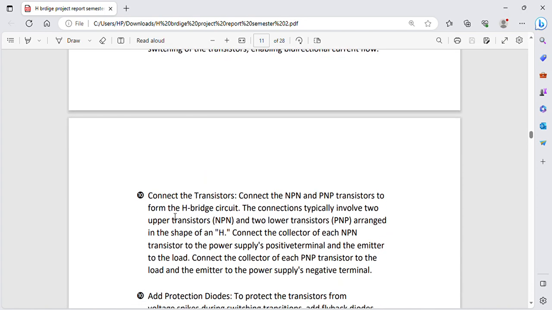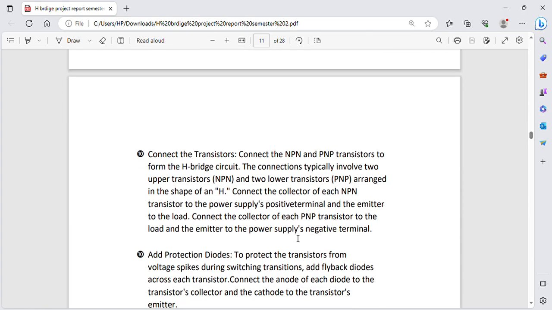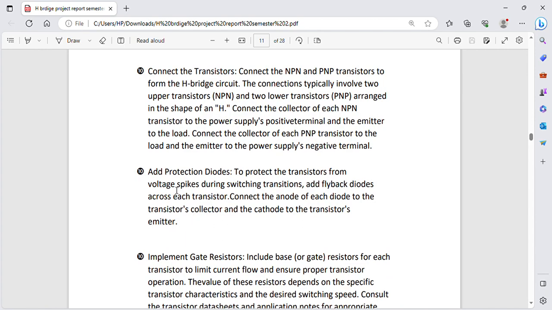So next thing is connecting the transistors. Connect the NPN and PNP transistors to form the H-bridge circuit. The connection typically involves two upper transistors, NPN, and two lower transistors, PNP, arranged in the shape of an H. Connect the collector of each NPN transistor to the power supply positive terminal and the emitter to the load. Connect the collector of each PNP transistor to the load and the emitter to the power supply negative terminal. So this is the main purpose. This is the main thing you must know.